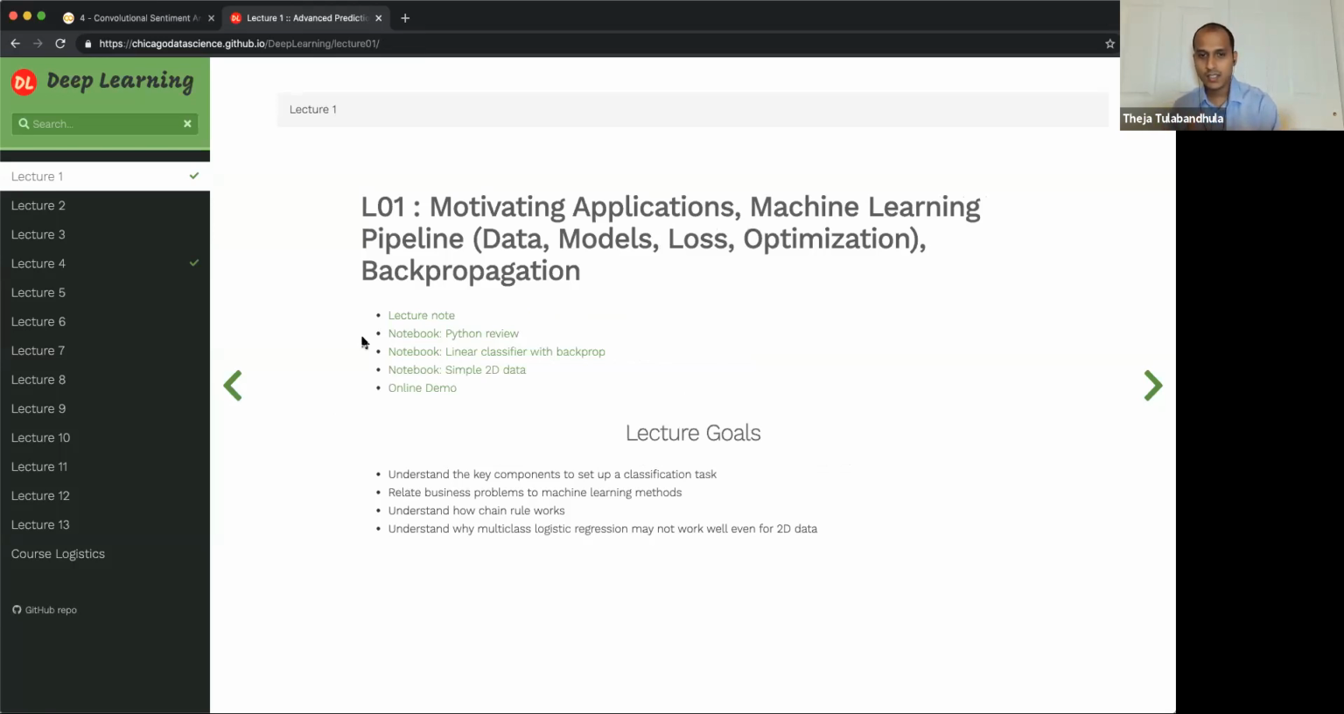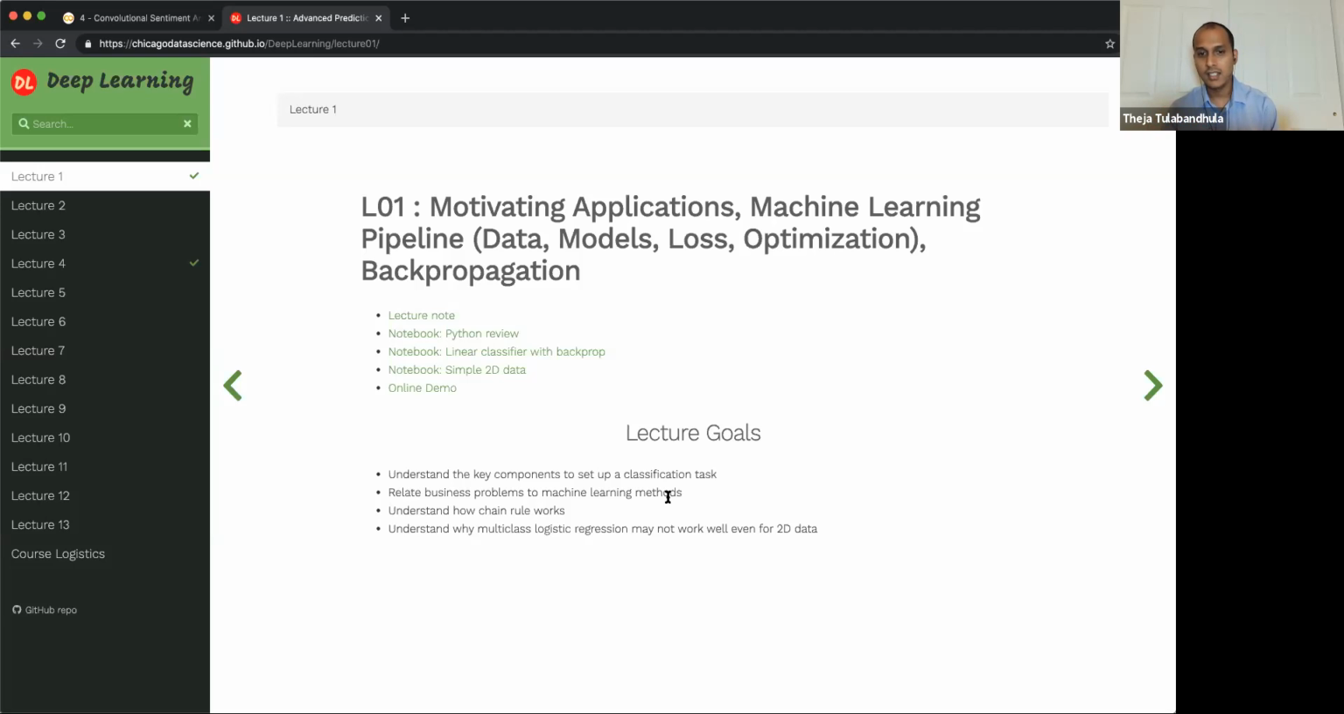In lecture 1, the goals were to understand the key components of a classification task. We talked about data, models, optimization, and then we spent a little bit of time on understanding how to map business problems to ML methods and how important it is to think about the business problem first. The technique itself is actually 5% of the whole job. 95% is actually to define the problem really well and have the supporting infrastructure to be able to use machine learning effectively.